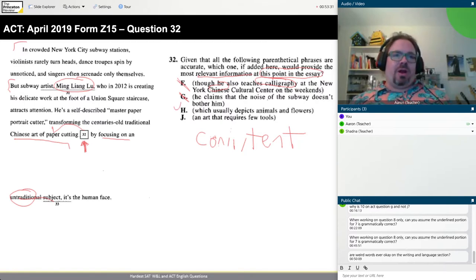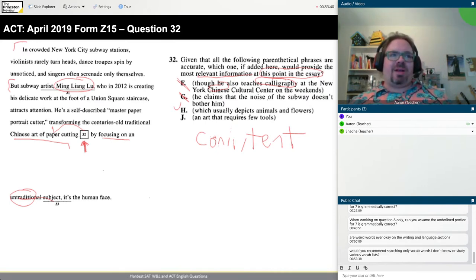J, an art that requires few tools. We haven't talked about the tools at all. Sure, it's describing the Chinese art of paper cutting, but it's not relevant to anything else in the paragraph, so it's not going to be as good as H.